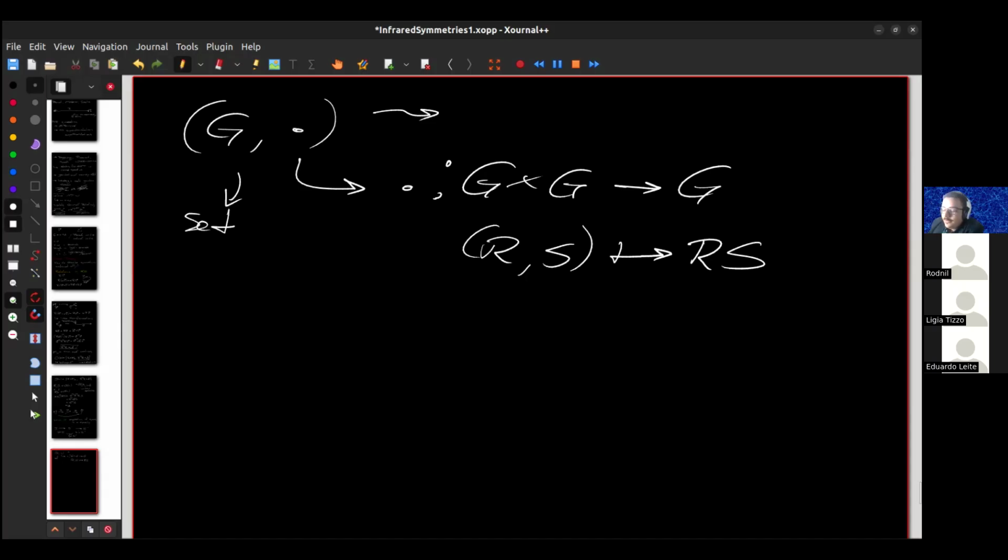If you are very, very interested in mathematical nomenclature, this sort of structure, which is just a set with an operation, is called the magma. But no one really uses this stuff.